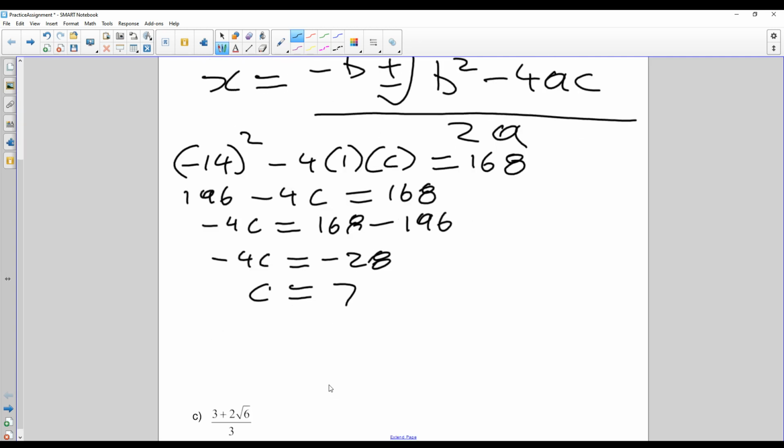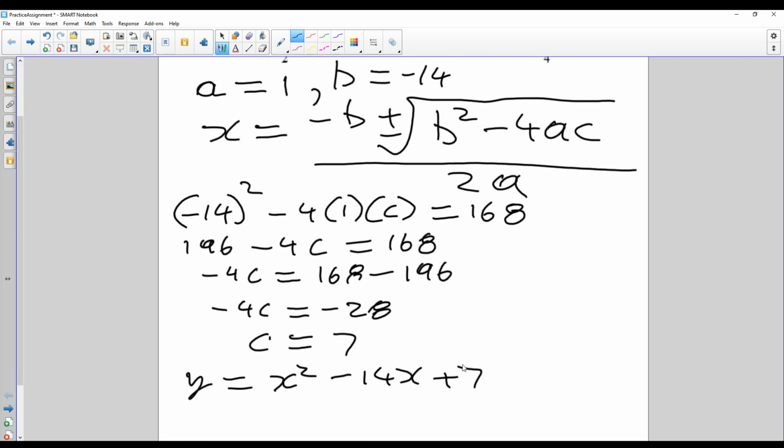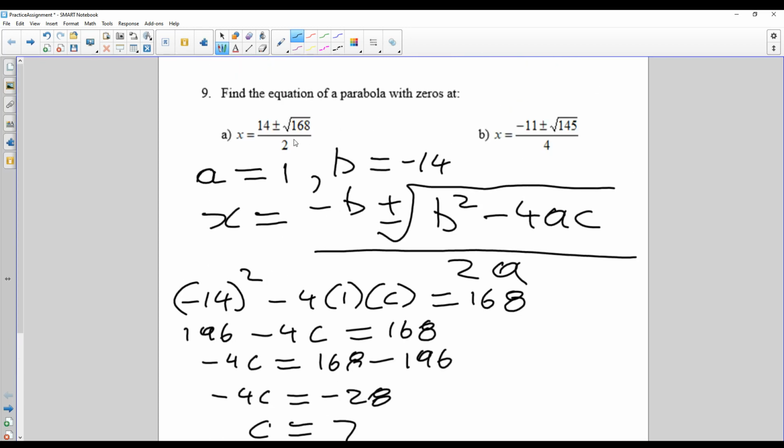My equation is that y equals, the A we said was 1, so x squared plus, no, minus 14x plus 7. Right? We said the B was minus 14, so minus 14x plus 7. That would give us that solution right there. Yes?